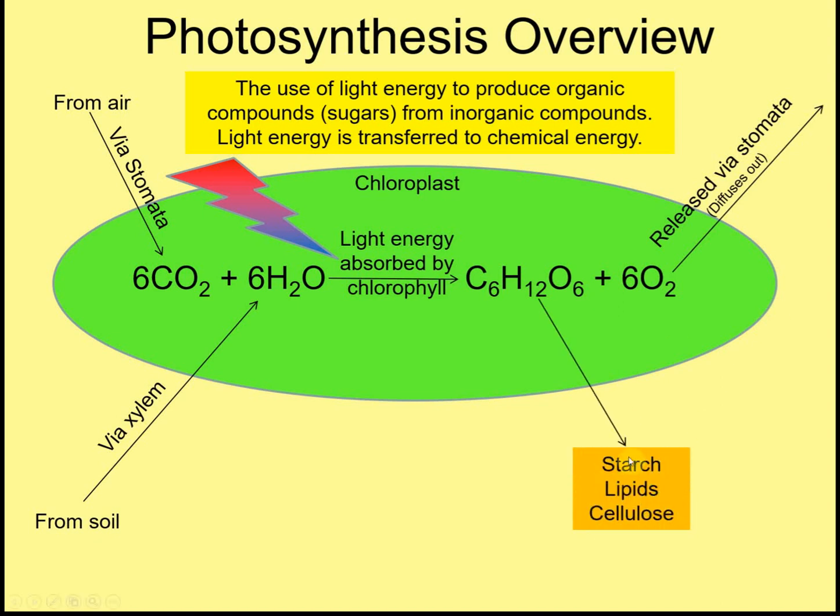So some of it will be converted into starch stores, so it might be translocated down to the roots in the phloem and converted into starch grains, or stored as starch within the leaf. You could test for that using iodine, if you remember, goes blue-black. It can be converted into lipids, so fat, and it can be converted into cellulose. Remember, cellulose is used to make cell walls, so important for growth of the plant.